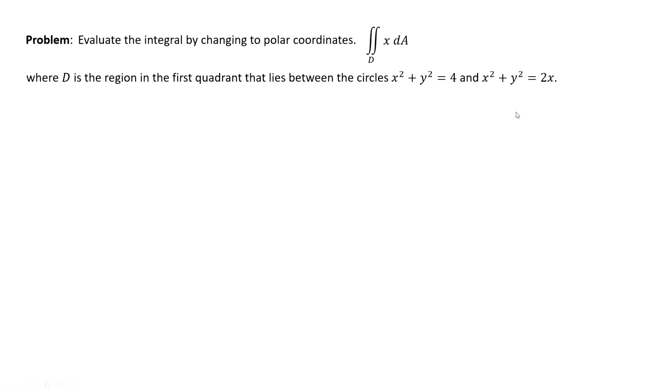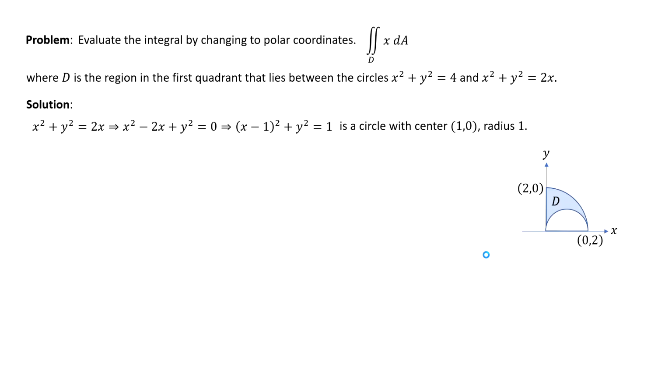(x − 1) the quantity squared. Oh, that's in the form of (x − h) squared plus (y − k) squared equals r squared. So h is 1, k is 0. So (1, 0) is where the center is located, and it has a radius of 1. So that's what prompts me to draw this picture.